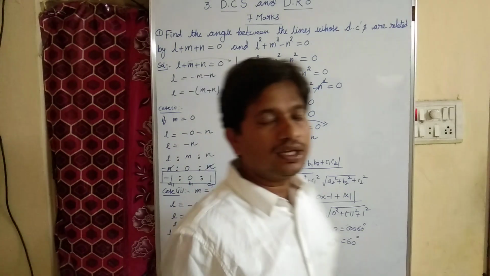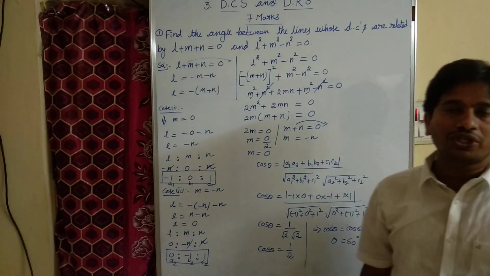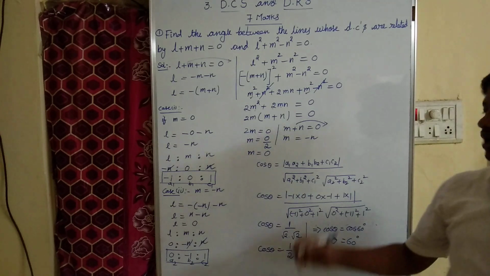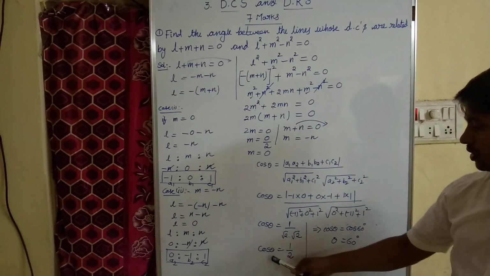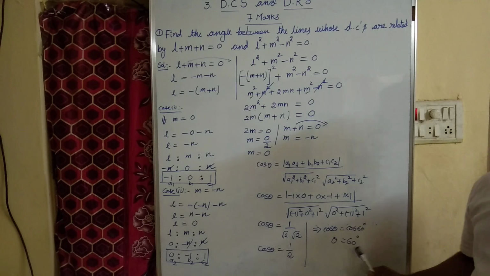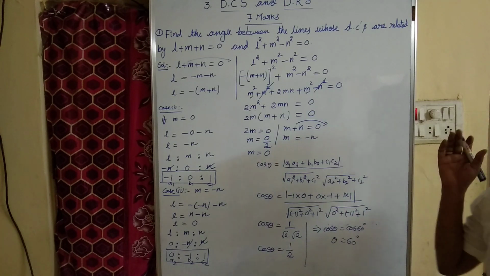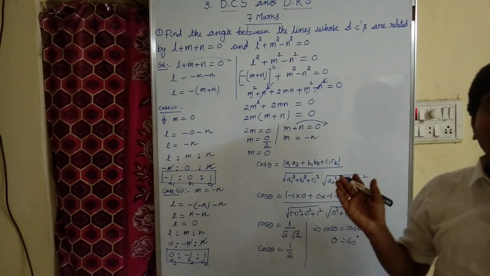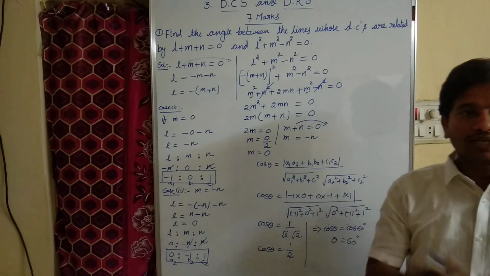Right? Actually what they are asking in the question? They are asking to find the angle between the two lines. So angle between the two lines is what? That is theta is 60 degrees. So this is the most important sum children which carries 7 marks, and every year they are going to ask this sum.